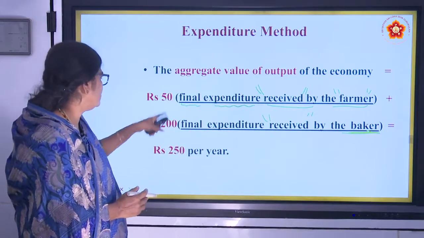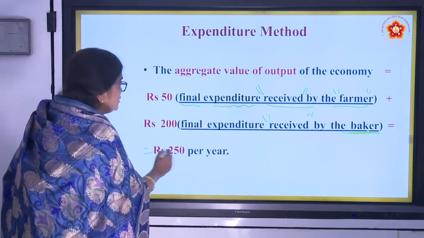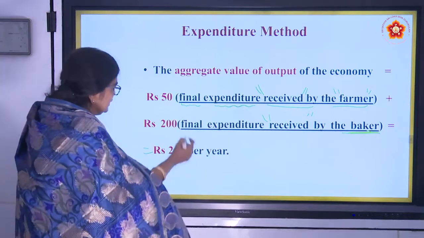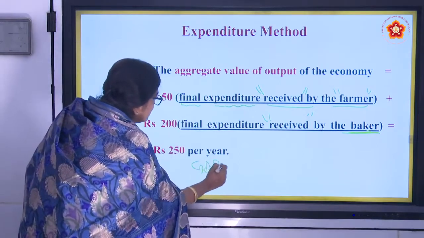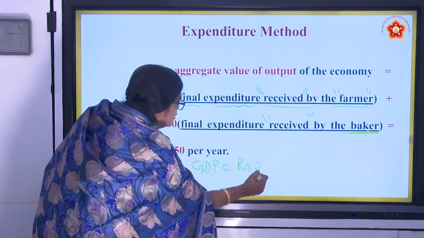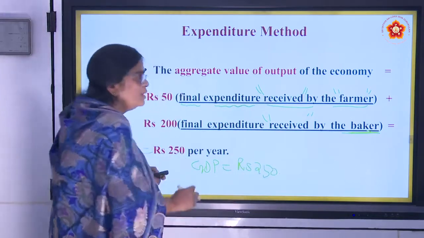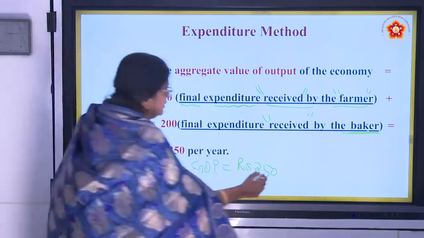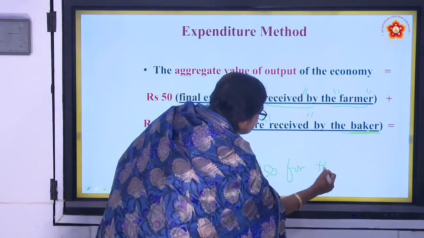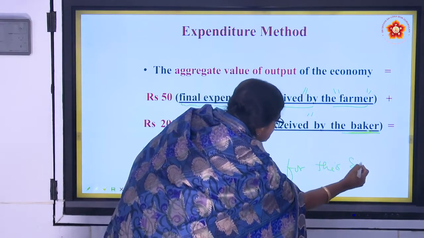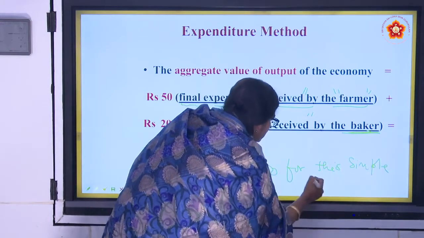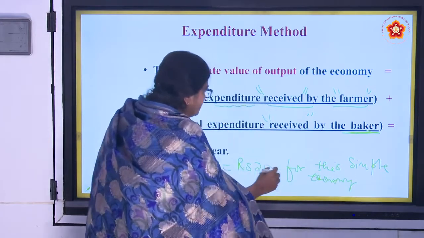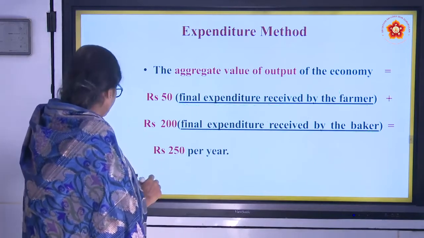Therefore, that is 200, this is 50. Therefore, the total is how much? The equation, equal sign, rupees 250. Therefore, GDP for this economy is rupees 250. I hope you understood. This is the GDP for this simple economy, consisting of what? Farmer and baker.